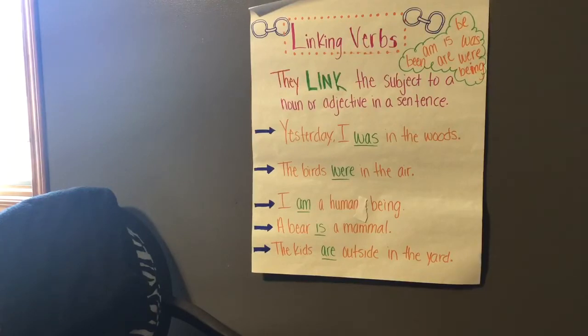If you look up at the top right of that anchor chart in the green bubble, there are a few words that you might see that are linking verbs. These words include am, is, are, was, were, be, being, and been. So let's look at these sentences and read them together to identify these linking verbs within the sentence.